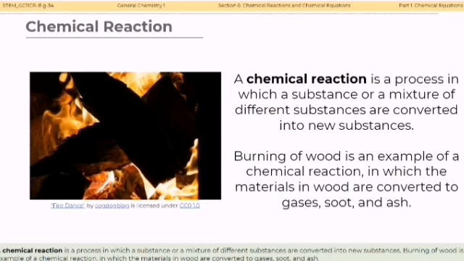Let us define what a chemical reaction is all about. A chemical reaction is a process in which a substance or a mixture of different substances are converted into new substances. Burning of wood is an example of a chemical reaction in which the materials in wood are converted to gas, soot, and ash. Because based on the law of conservation of energy, energy cannot be created nor destroyed, it can be converted from one form to another.